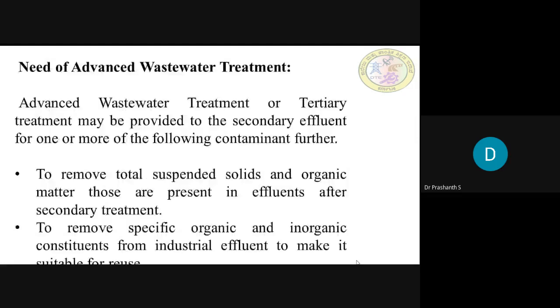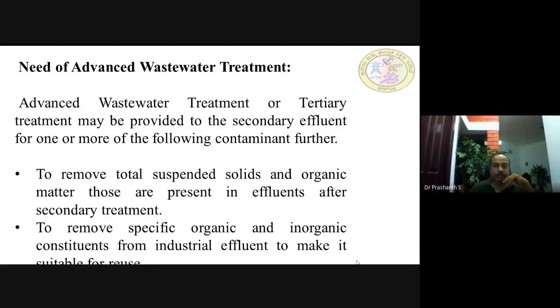Coming to the need of advanced wastewater treatment: why should advanced wastewater treatment be done for an effluent coming out of a secondary wastewater treatment? Advanced wastewater treatment is also called tertiary treatment. Tertiary wastewater treatment may be provided to the secondary effluent for one or more of the following contaminants. Further, why does it have to be done?